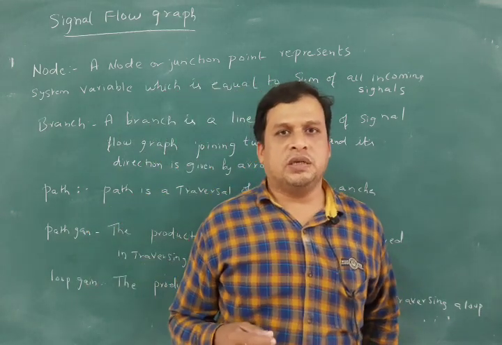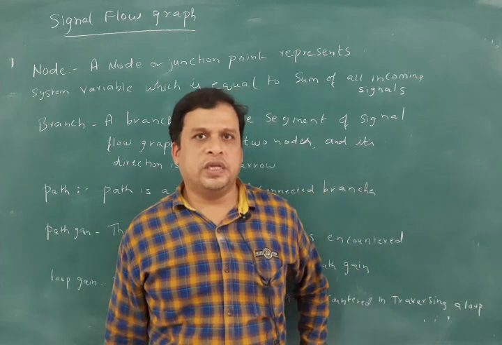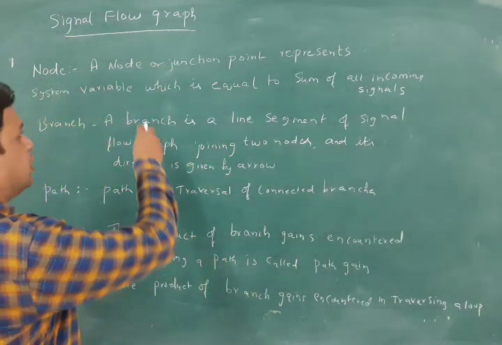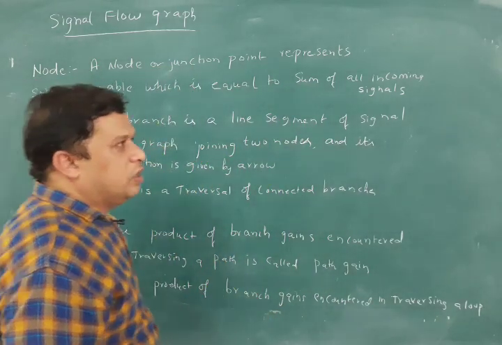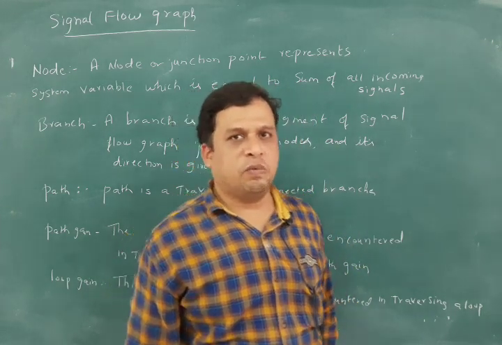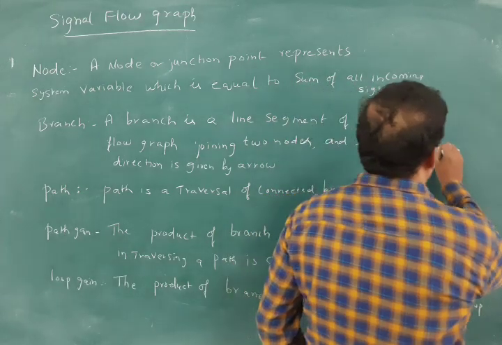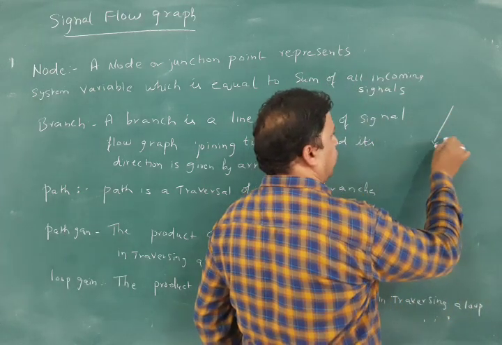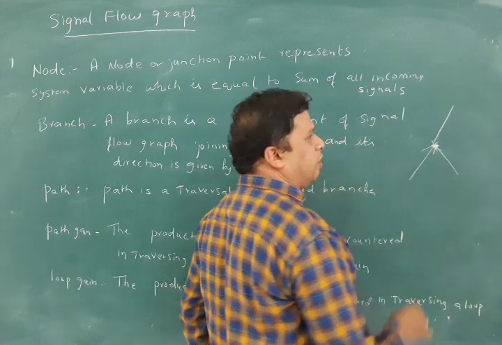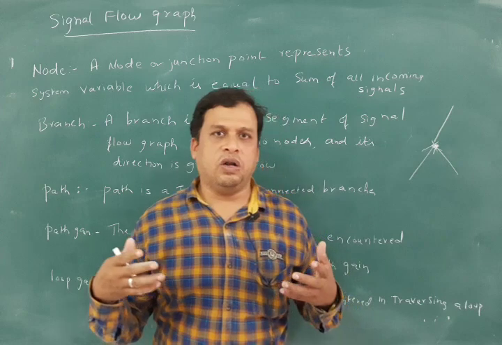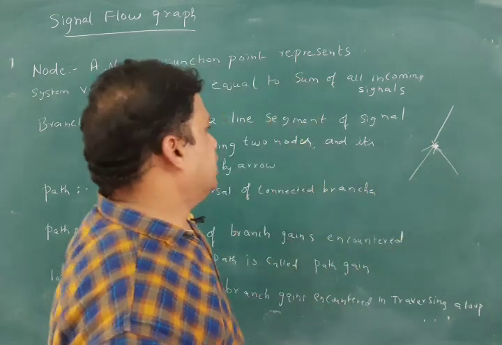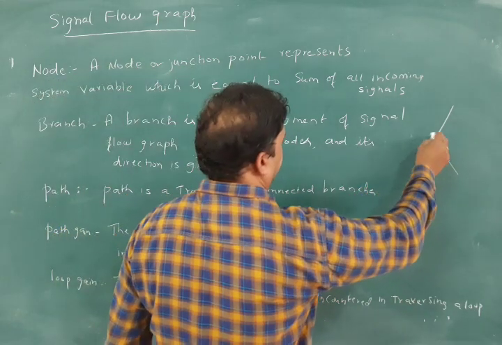What you have to know here is about the node. What is a node? A node is nothing but a junction point, which represents a system variable equal to the sum of all incoming signals. Suppose, for example, this is a node point, and we have all the incoming signals, which are represented by arrows. This is called a node, where all the signals join. We can say that this is the sum of all these signals.